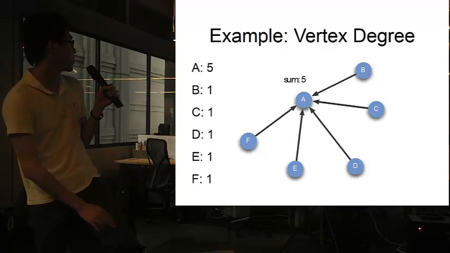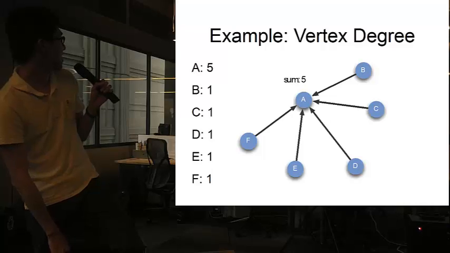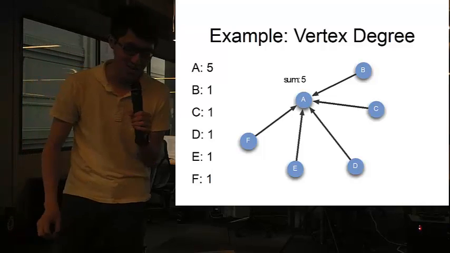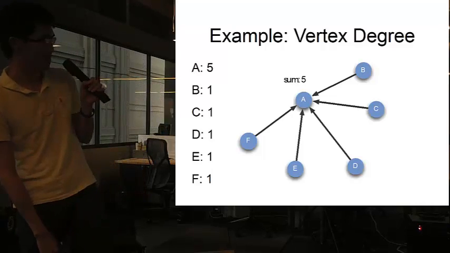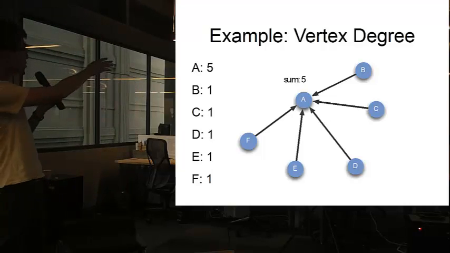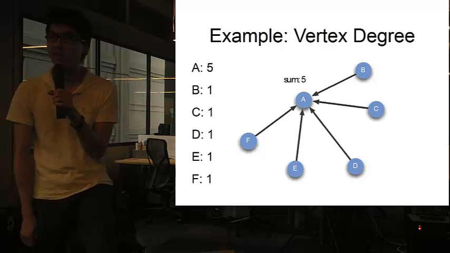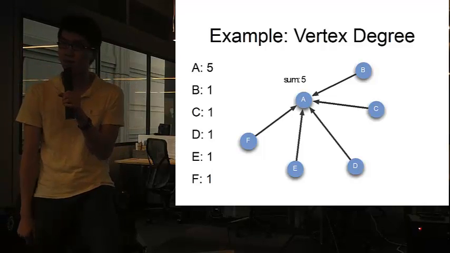So A has 5. I missed an edge there. All right, so somehow my graph got screwed up. But in this graph, everyone else should really have the number 1. So A has a number 5, and B, C, D, E, F all of them just have degree 1.